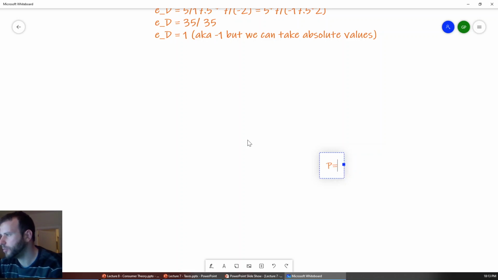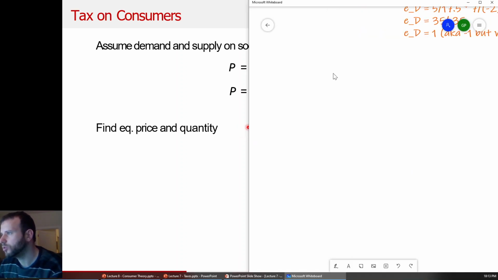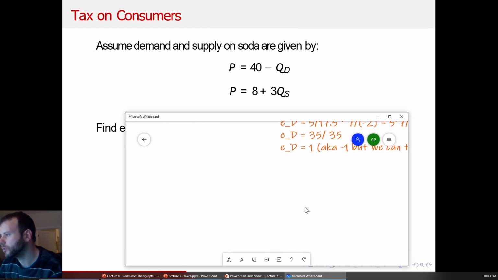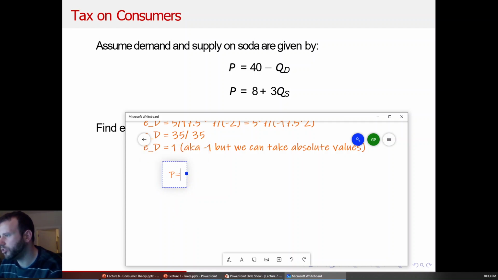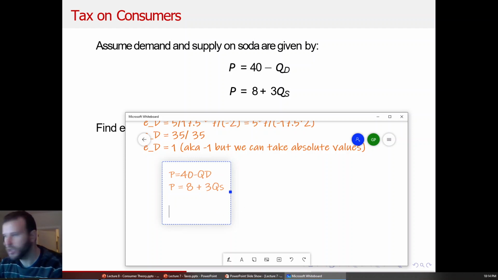Okay, so what do we have P equal to? P equals 40 minus QD. P equals 8 plus 3QS. So I'm going to solve them. What do I do to solve them? This is before the tax is ever implemented, so this is regular old equilibrium. What am I going to do? I'm going to set QD equal to QS.